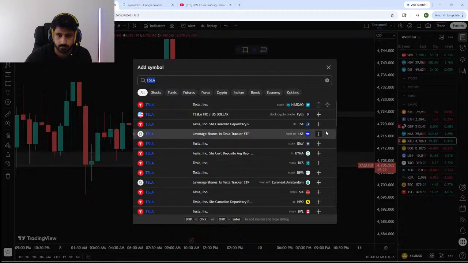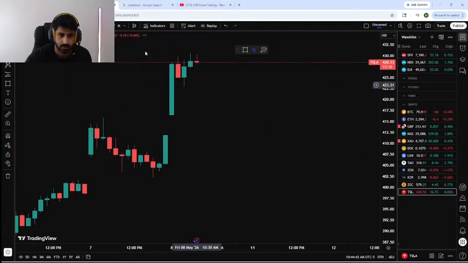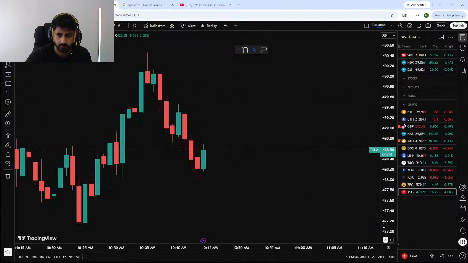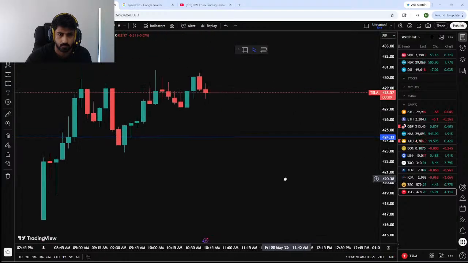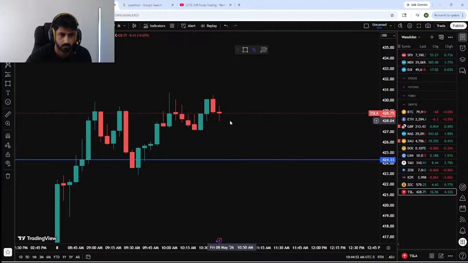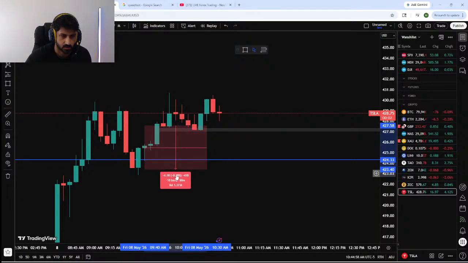Tesla. Let's add Tesla. I think they were probably looking at 1 minute. Yeah, a break below this area should have continuation down to almost 1%.